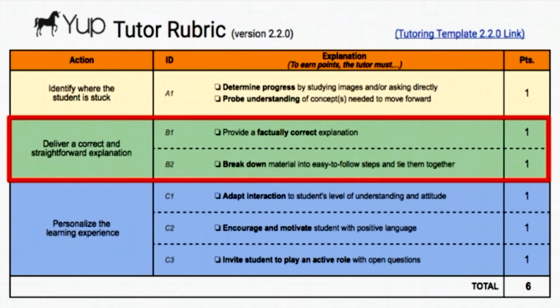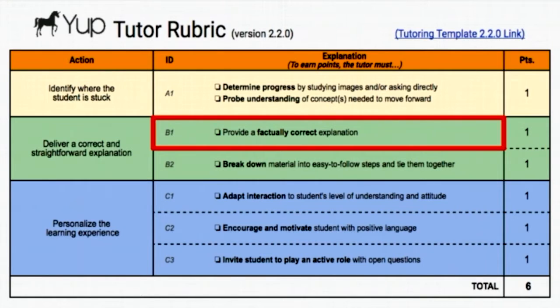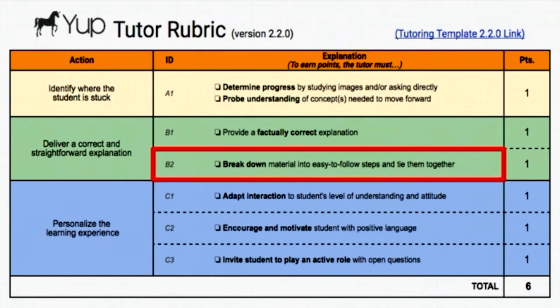For the second action, we look at the content of your explanation. Your delivery of information needs to be factually correct, with no errors that were not immediately corrected. It also needs to be broken down into steps that are easy to follow and tied together in some way.